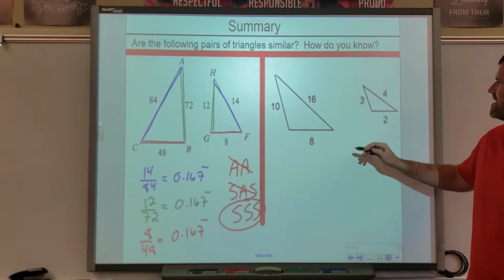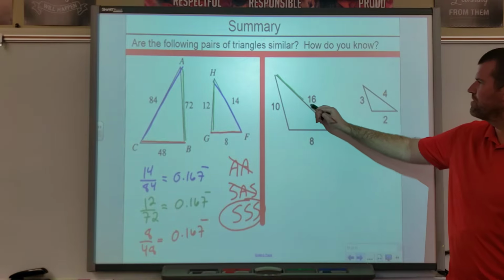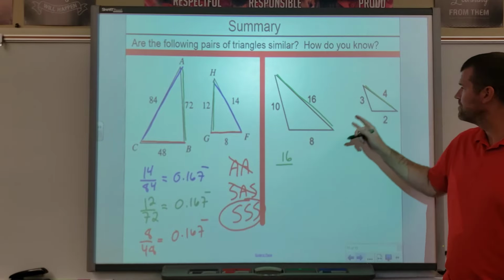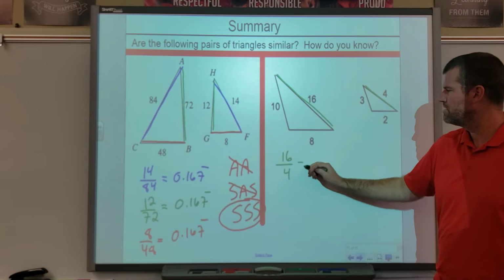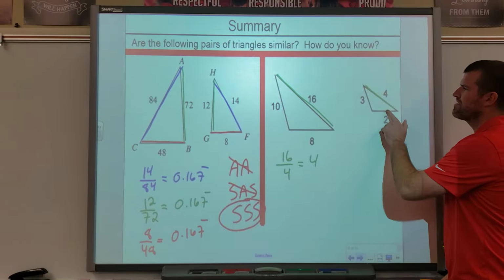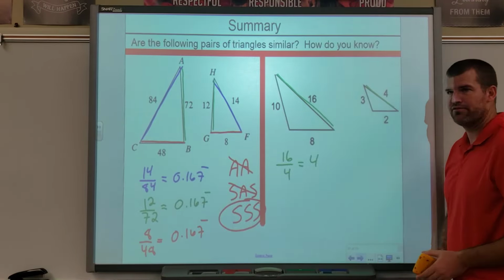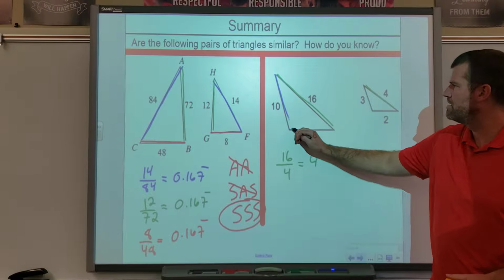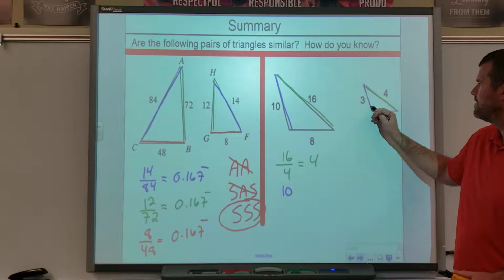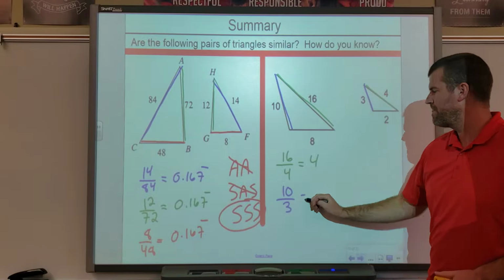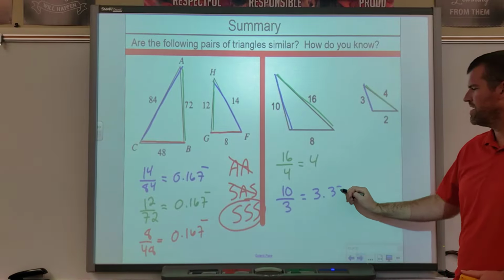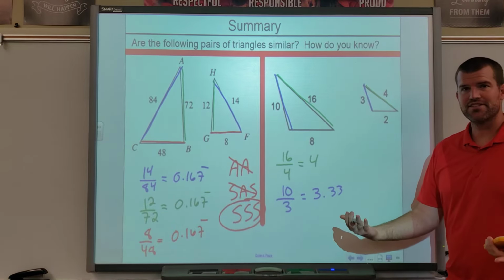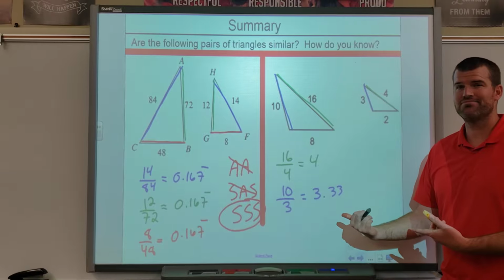So I'm going to take, this one I'm going to go the left side over the right side. So longest side is 16, shortest side was 4. So the scale factor to go from the smaller to the large was a scale factor of 4. If I take my medium side, 10 over 3, that's 3.33. What do you notice about those scale factors? They're different. So are these sides proportionate?